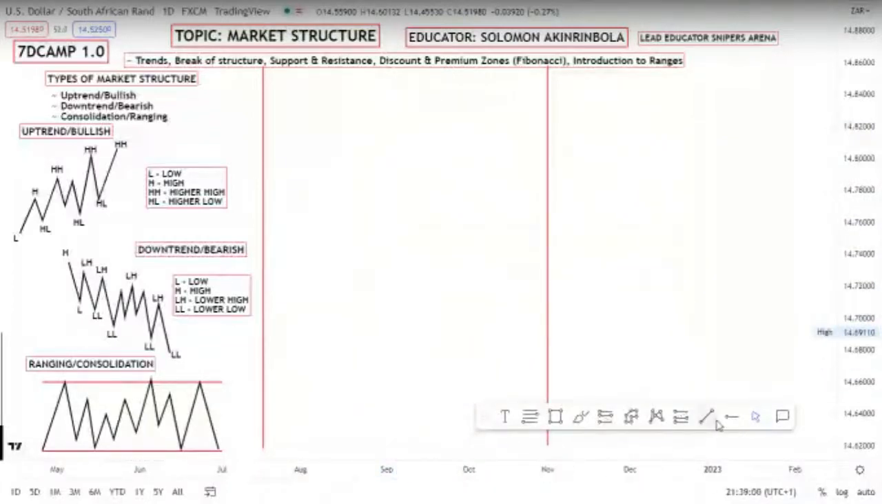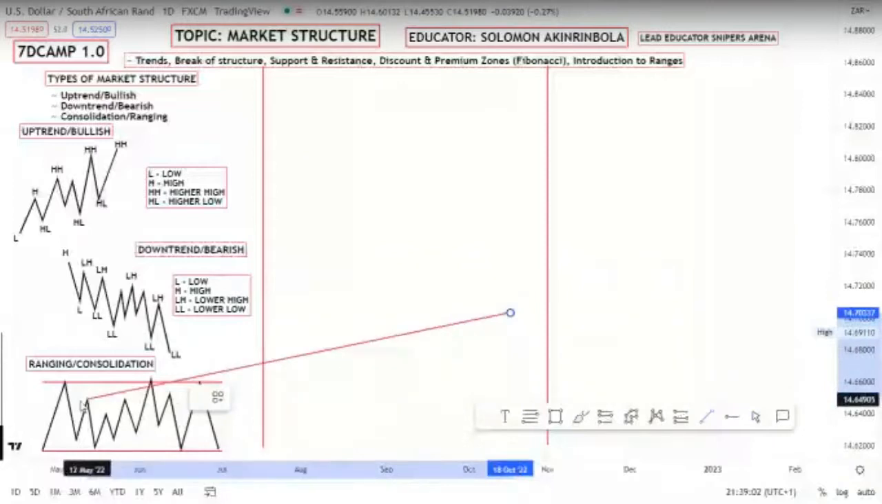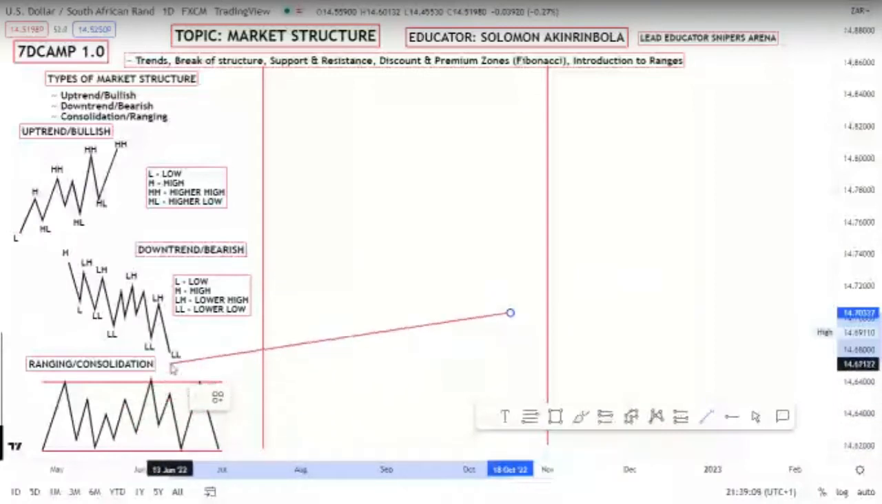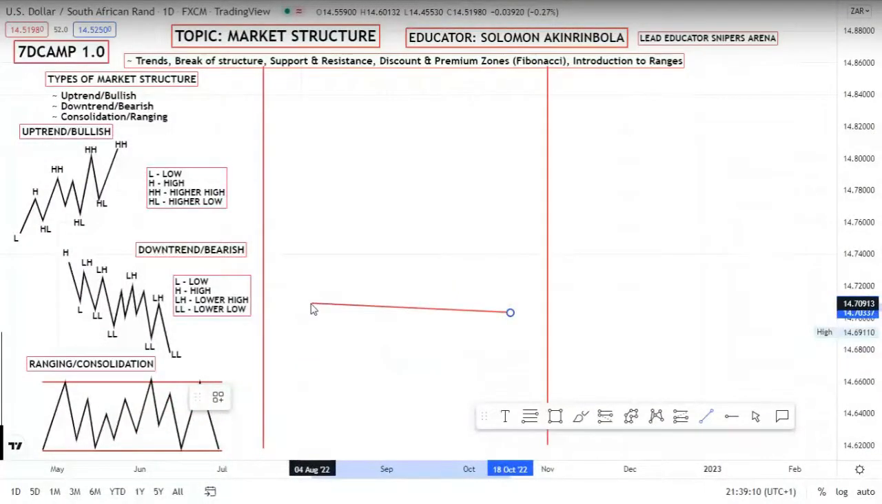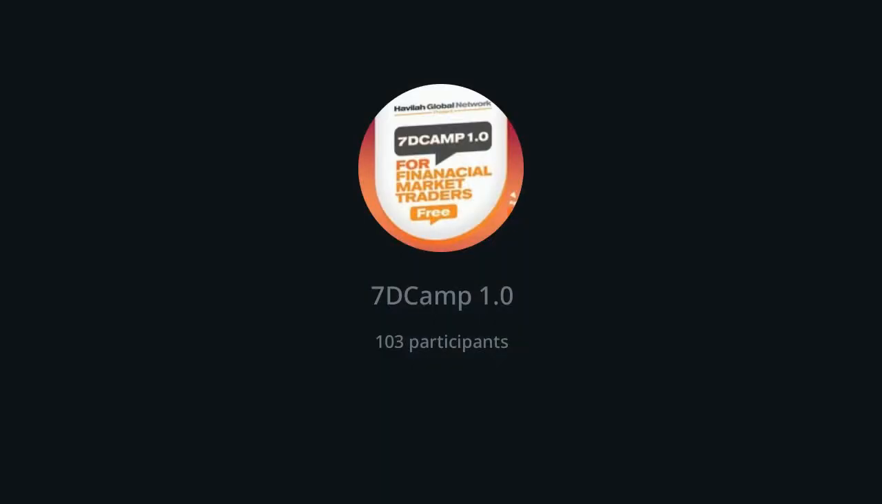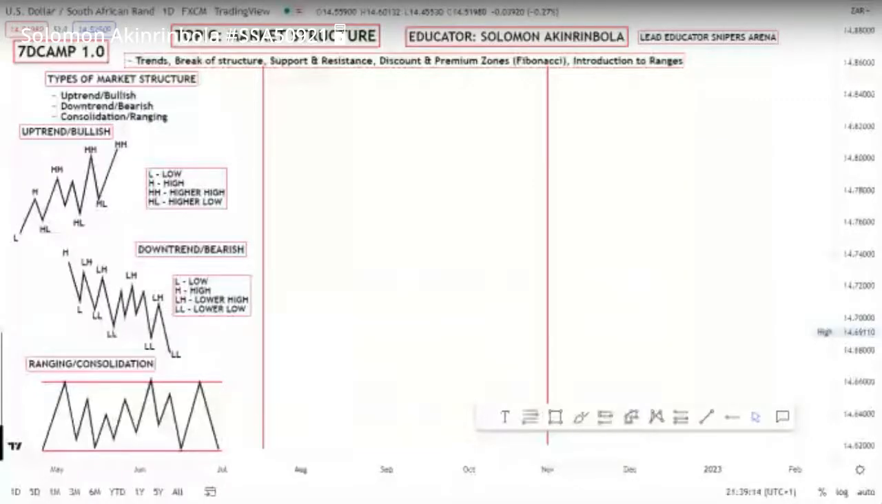All right, so the market goes like this, high, low, and just keeps going sideways, sideways, sideways. All right, guys, please always try to mute yourself. So this is just the ranging market now.